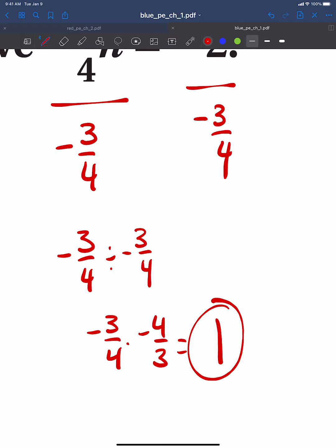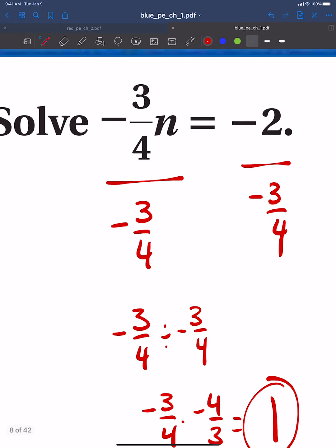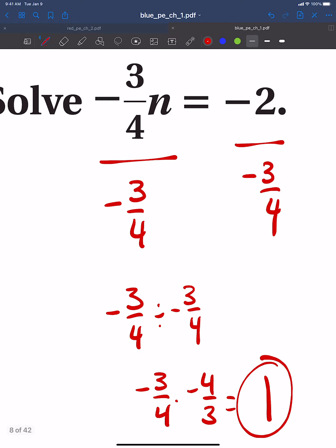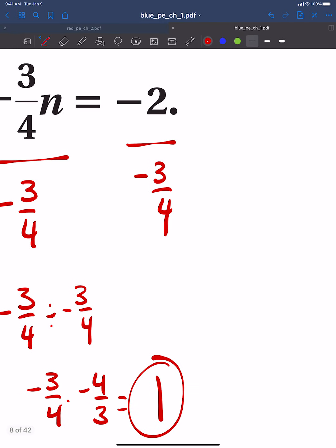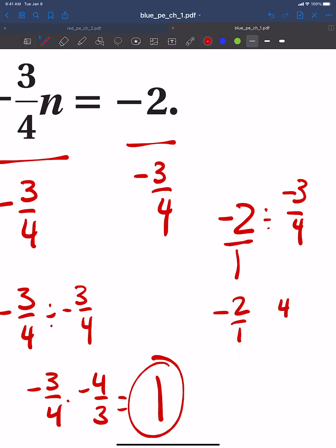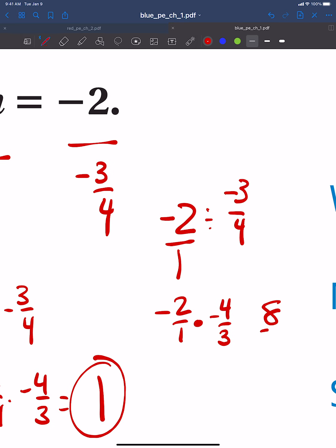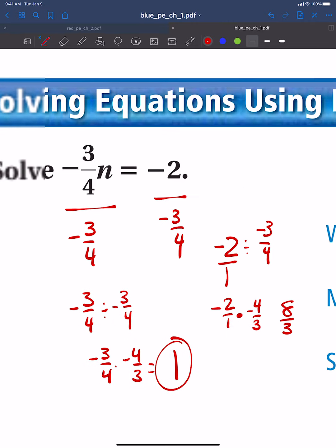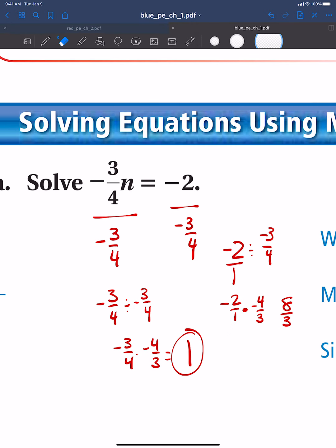1 whole, you guys. That's a lot of work to know that those are going to cancel out. And then over here, I would have to do negative 2 divided by negative 3/4. I'd have to turn that into a fraction. I'd have to skip, flip, and multiply. And then I would get 8 over 3. Okay, a lot of work, right? So we have a sneaky little trick so that we don't divide and then have to skip, flip, and multiply and do all that junk.